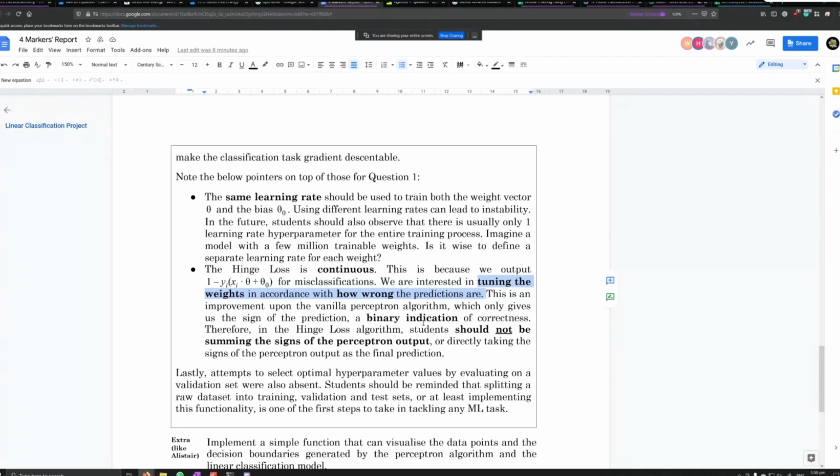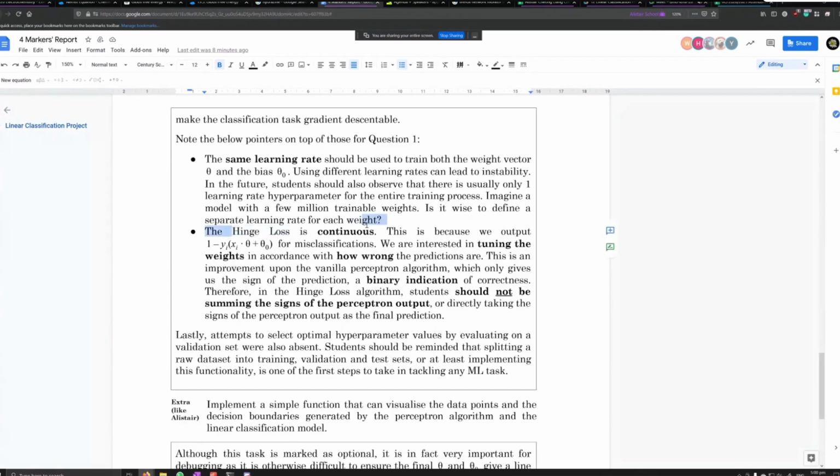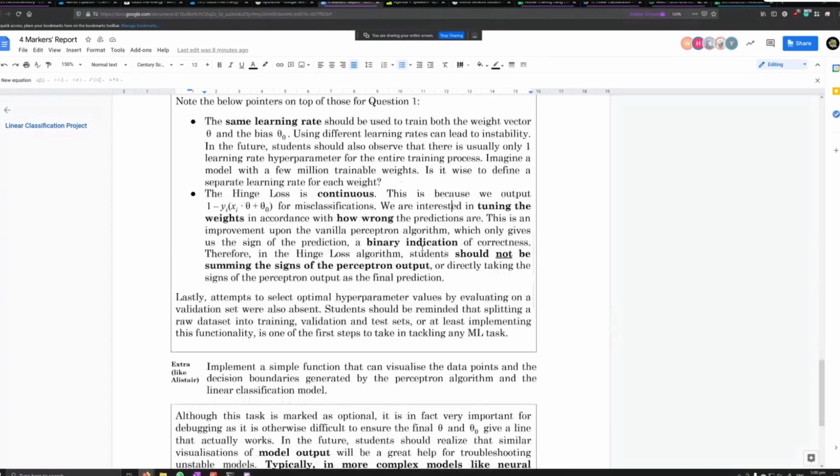So this is an improvement upon the vanilla perceptron, which only gives us a sign, which is whether it's correct, that means the signs match, or it's wrong, that means the signs don't match. That's why you get a negative value. And therefore, because the hinge loss is continuous, we shouldn't see people summing the signs or just directly taking the signs to be the output of the hinge loss algorithm, because it's meant to be continuous. So yeah, this is the second point.